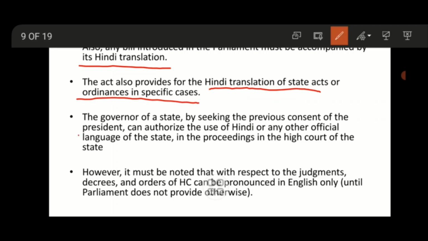The Governor of a state, by seeking the previous consent of the President, can authorize the use of Hindi or any other official language of the state. However, it must be noted that the judgments, decrees and orders of the High Court can be pronounced in English only.